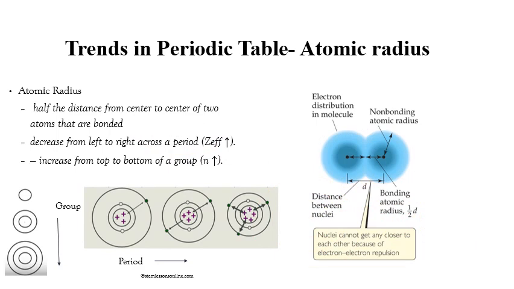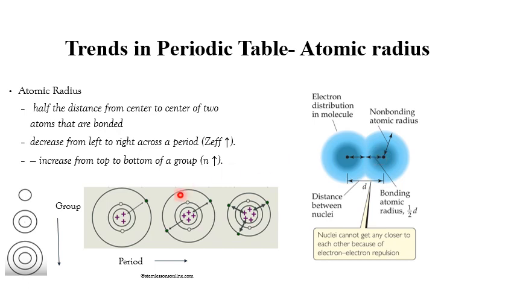So let us explain the trend in atomic radius based on those two factors. So what is atomic radius? Atomic radius is nothing but the radius of the atom from the nucleus to the valence shell or the valence electron. But if it is bonded with another atom, the atomic radius is half the distance from center to center of those two atoms. So that means the distance divided by 2. So that is the atomic radius. But we are going to explain the same way for the atomic size and the atomic radius, the same explanation.